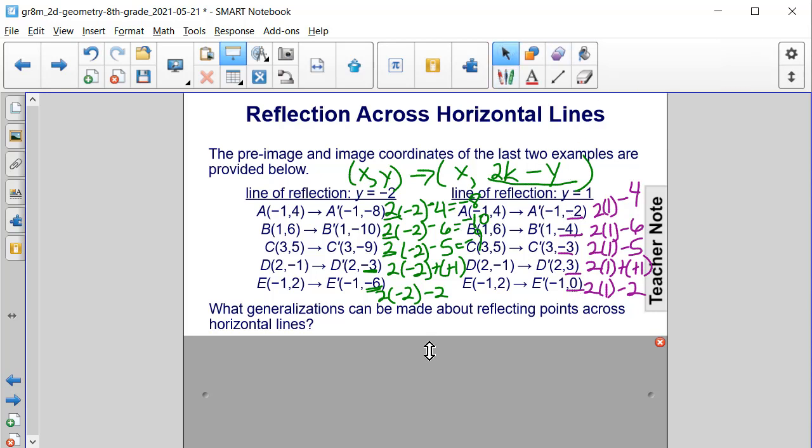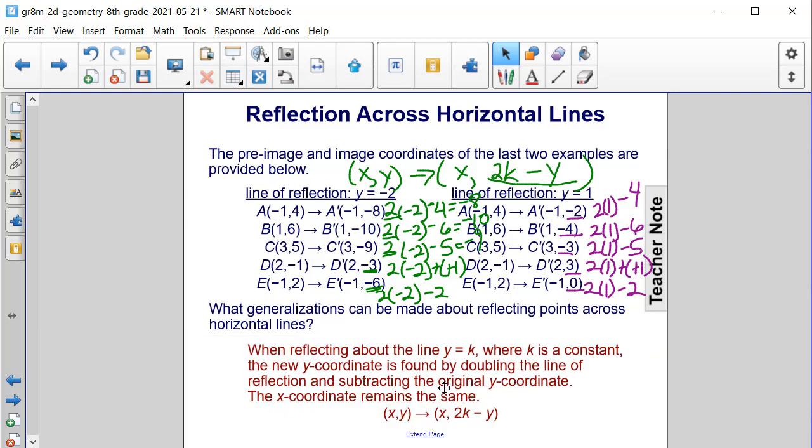So yes, we have just proven that when reflecting about the line y equals k, where k is a constant, the new y coordinate is found by doubling the line of reflection and subtracting the original y coordinate. The x coordinate remains the same. In other words, (x, y) goes to (x, 2k minus y).